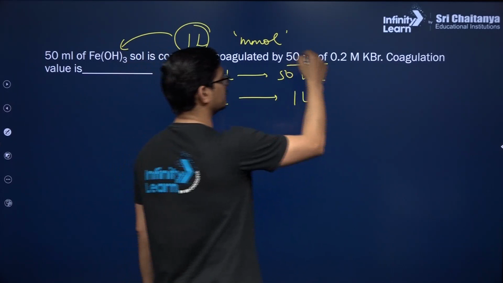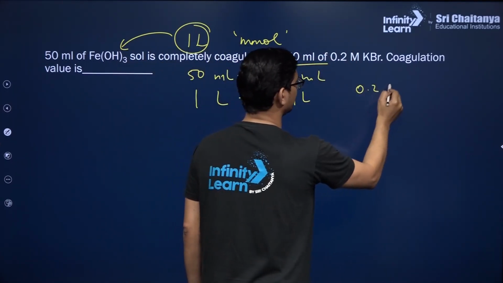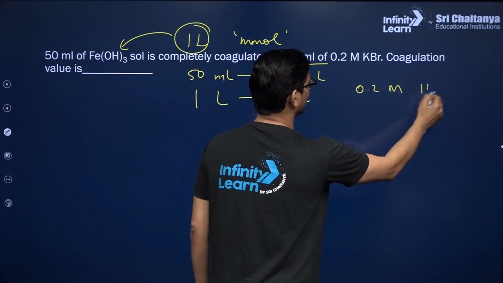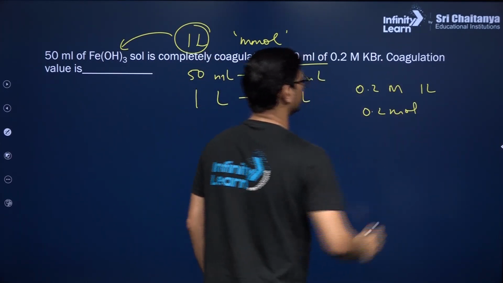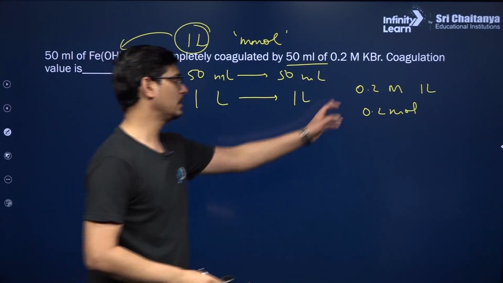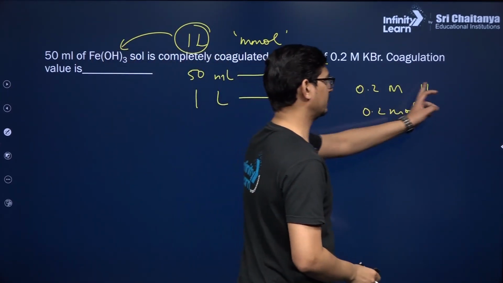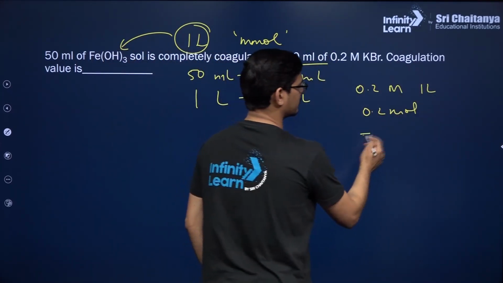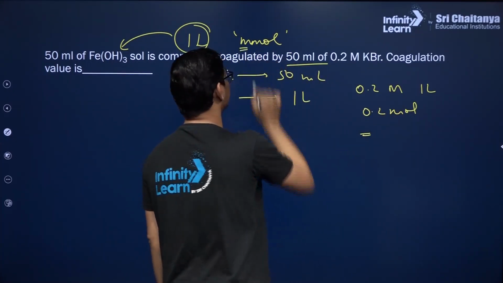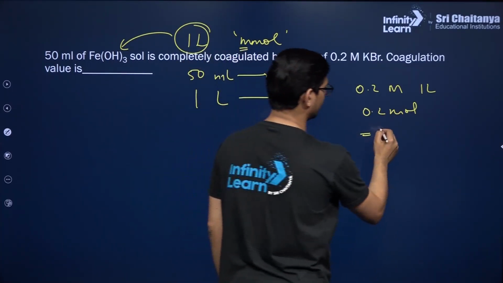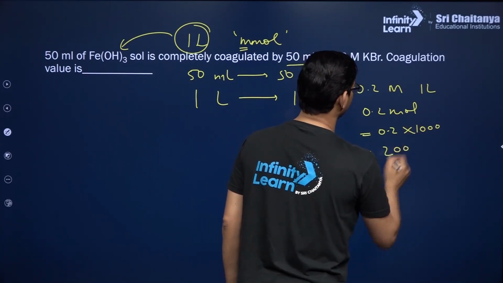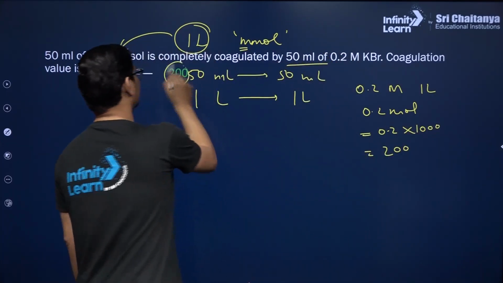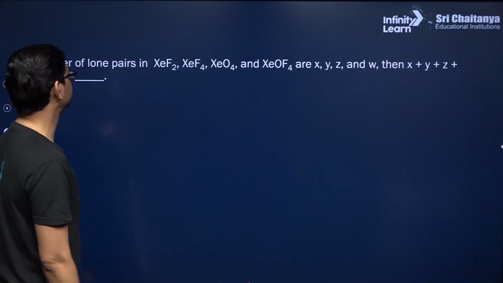the electrolyte, right. So that means I need 0.2 mole in 1 liter, which is basically 0.2 mole only, because number of moles is molarity into volume. So number of moles is 0.2, molarity, volume is 1 liter. This is mole, but the electrolyte has to be expressed in millimole, so I will multiply it by 1000. So this will come out to be 200 millimole. So the correct answer will be 200 millimole, right.